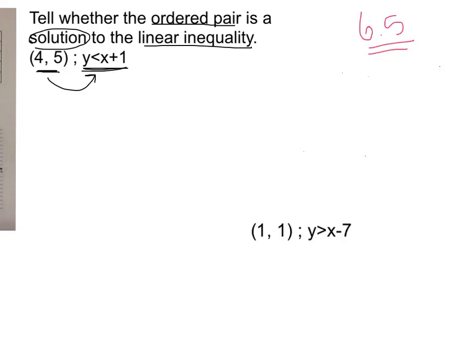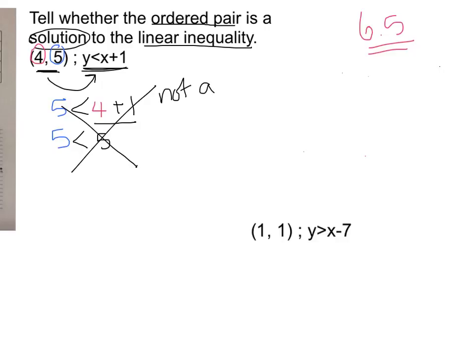So we have a 4 for our x, so we can write a 4 in there for our x, plus 1, and all that needs to be greater than our y, which is 5. So let's do the math work here. We have 5 is less than 4 plus 1, which is 5. Is 5 less than 5? No, it is not. So this ordered pair is not a solution.